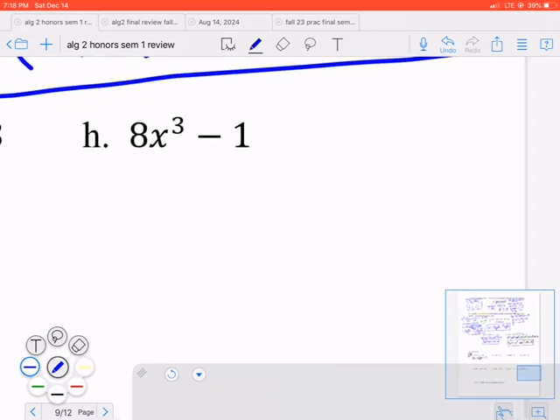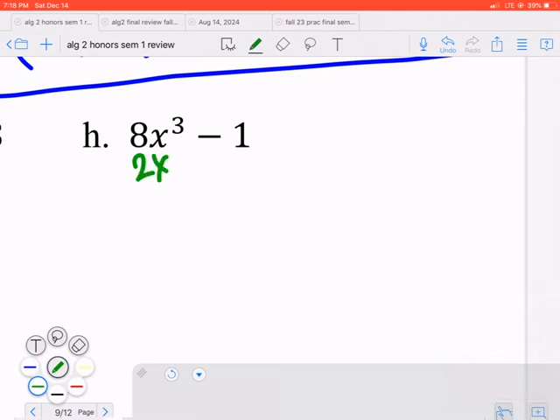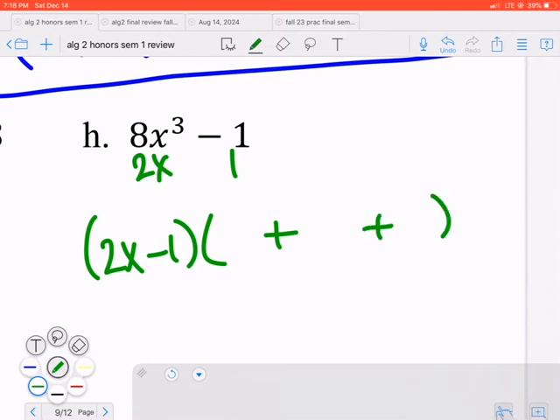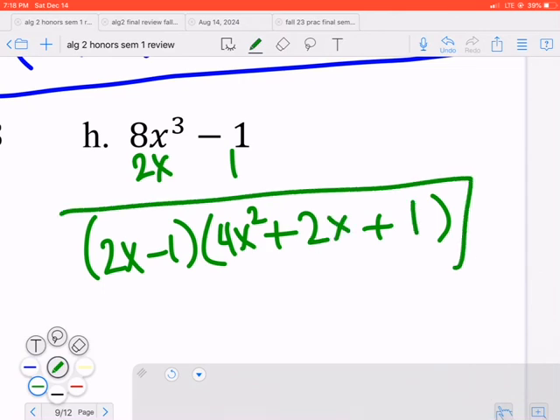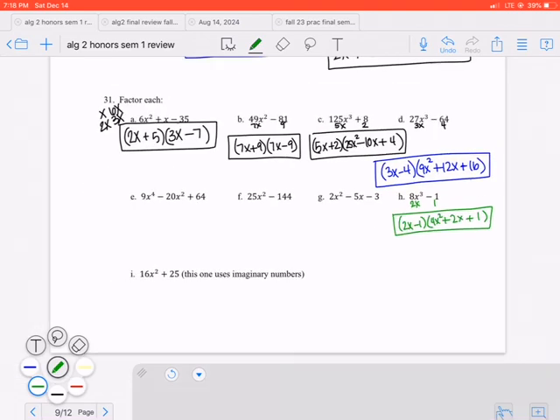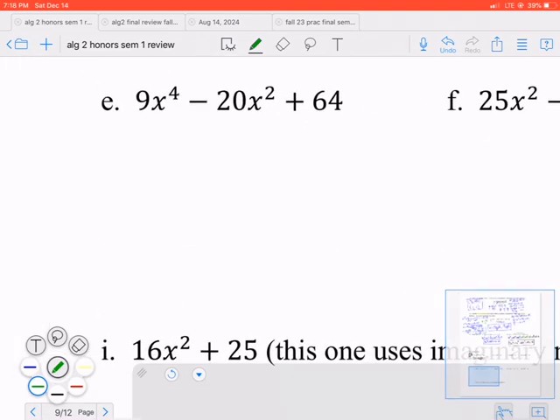Another difference of cubes right below that one. 2x and 1. 2x minus 1. All positive in there. Square the first guy, 4x squared. Multiply them together, 2x. Square the last guy, 1. I'll go back over here.